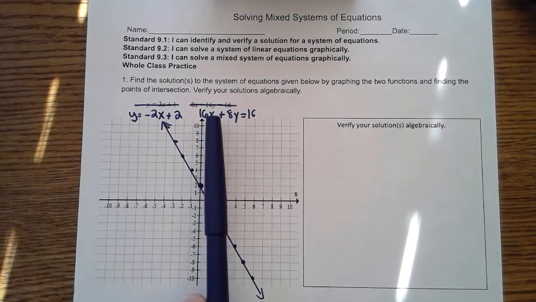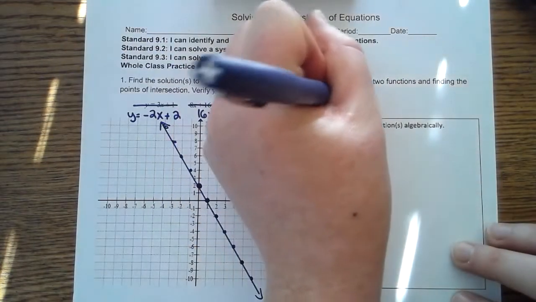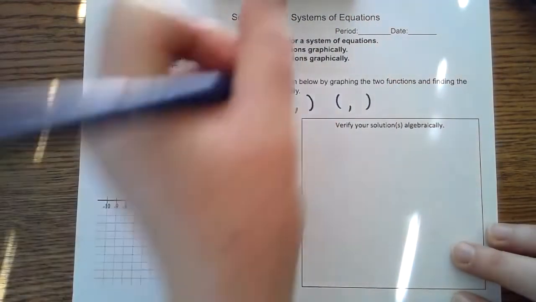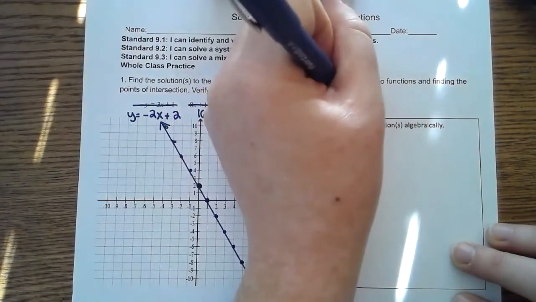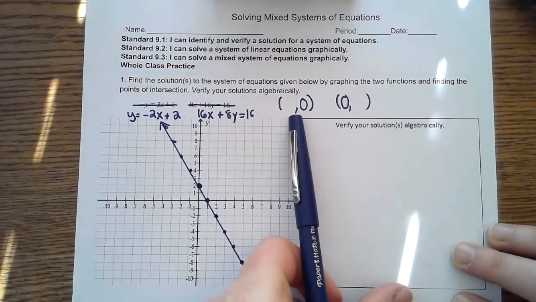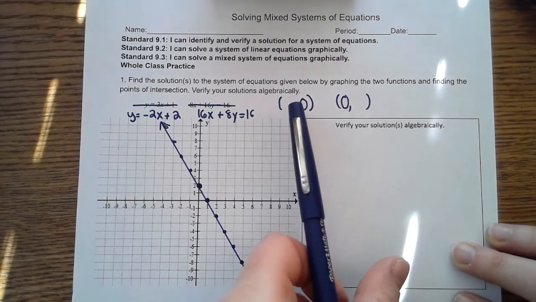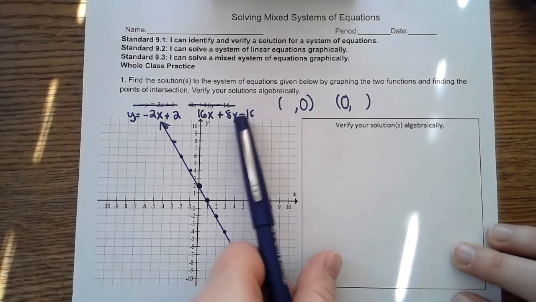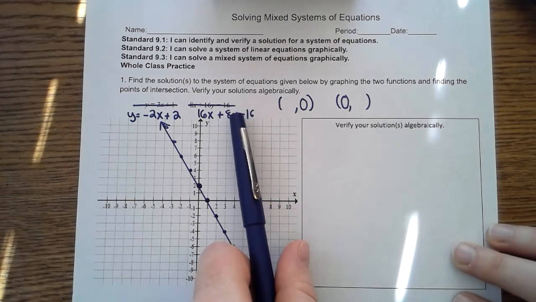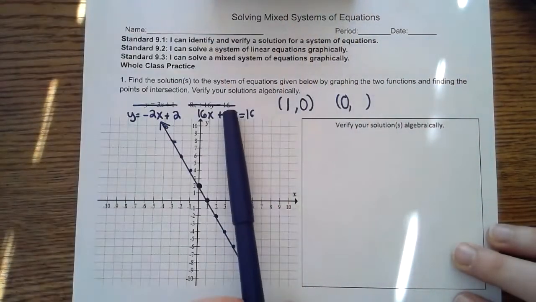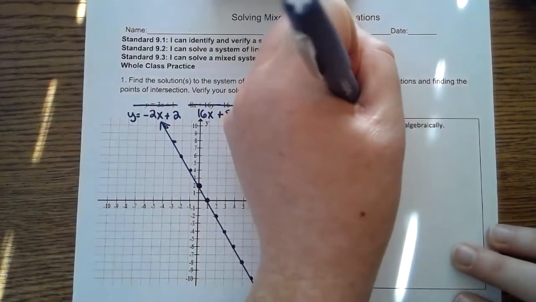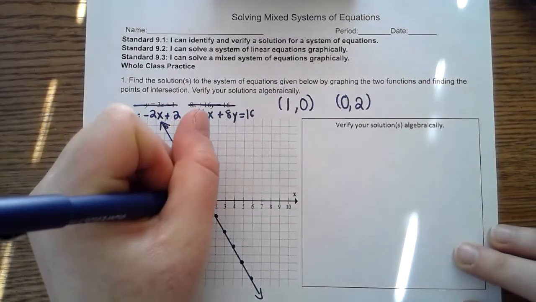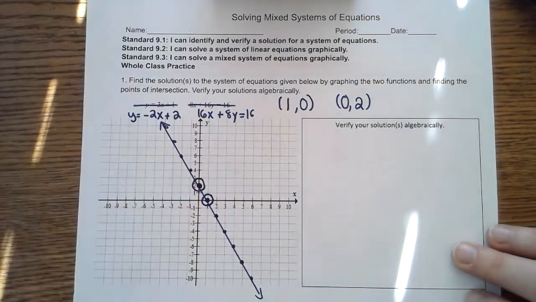Okay, this is in standard form. So I know I'm going to have 2 points. One will be my x-intercept, and one will be my y-intercept. This is unit 4, lesson 2, if you need review on this. So when y is 0, x is 1, because I would get 16x equals 16. When x is 0, y is 2. So let's graph that. So 1, 0 is right here, and 0, 2 is right here.